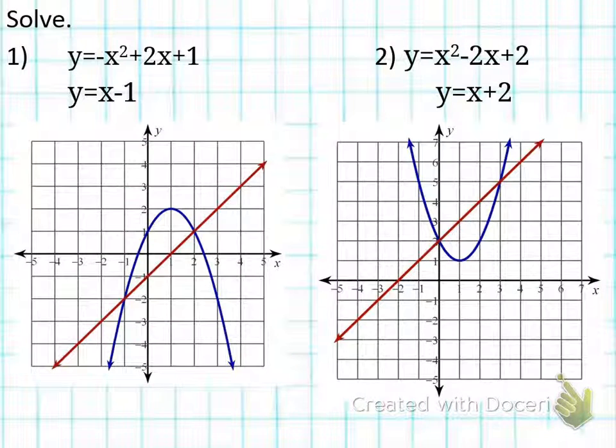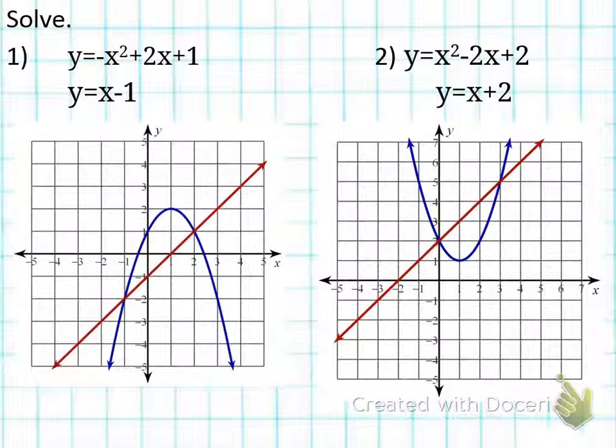All right, so here are our first two examples. Number 1, I have a quadratic: negative x squared plus 2x plus 1. Do you see the negative in front flips it upside down? So we have an upside down U. And x minus 1 is a line with a slope of 1 and a y-intercept of negative 1, so that's this line right here.